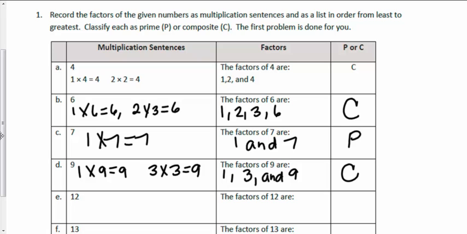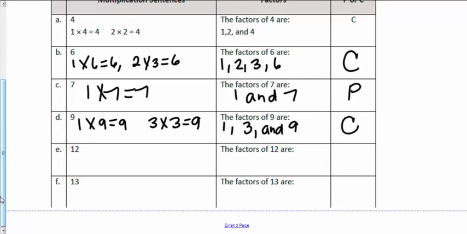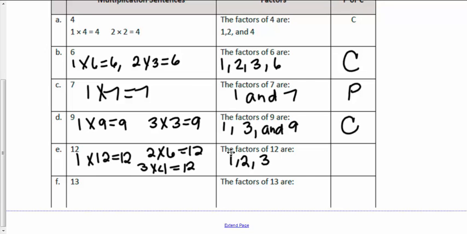All right, so we have 2 more. If you feel comfortable, like you can do these by yourself, go ahead and try them by yourself and then come back and check and see if you got the same thing as me. All right, so I've got 1 times 12 equals 12. 2 times 6 equals 12. And 3 times 4 equals 12. So I have 1, 2, 3, 4, 6, and 12. So this is definitely composite.